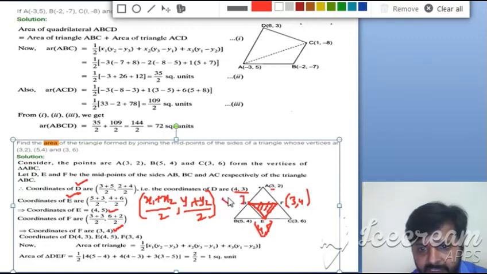Using the vertices 4, 3; 4, 5; 3, 4, we use the area of triangle formula for DEF, which is the required answer. So now the area of triangle DEF is equal to half into 4 into 5 minus 4, 4 into 4 minus 3, 3 into 3 minus 5, which is nothing but 2 by 2 is 1 square unit. Always the ratio of the area of the bigger triangle to the smaller triangle will be 4:1. Thank you for watching.